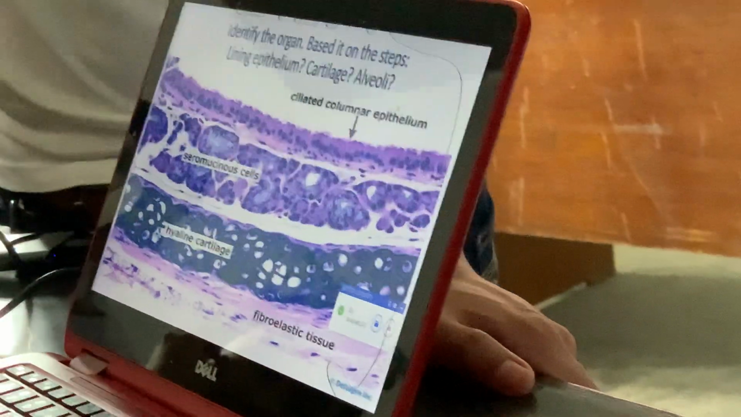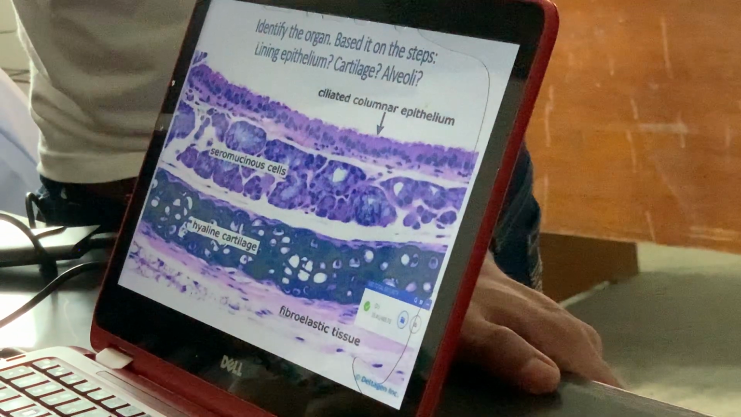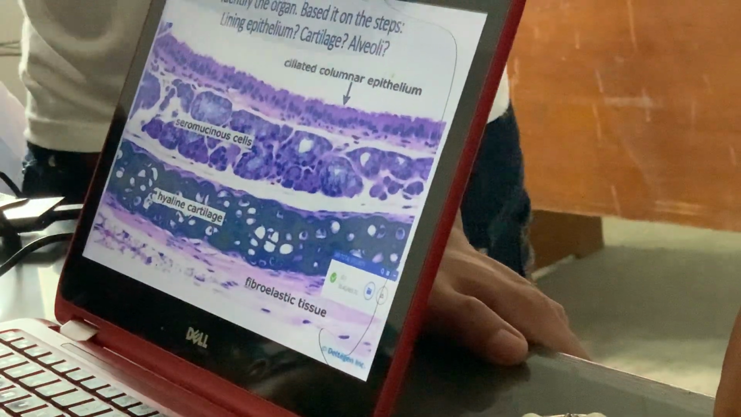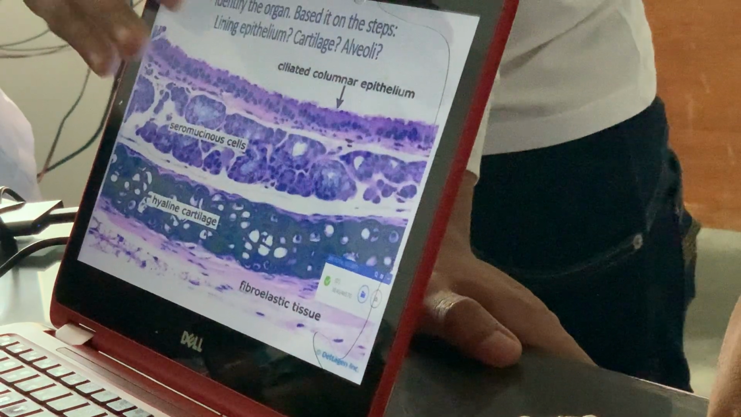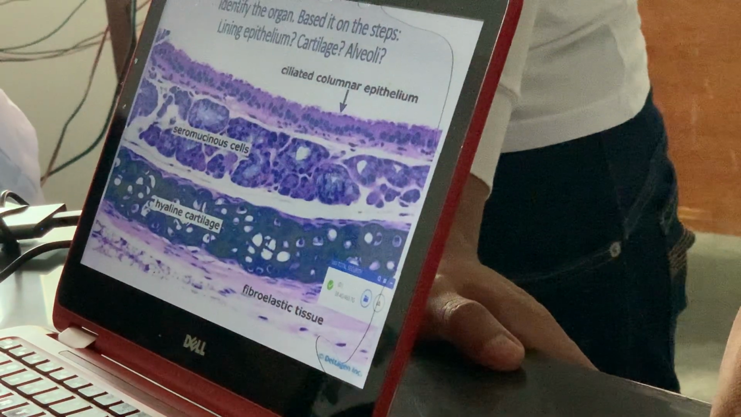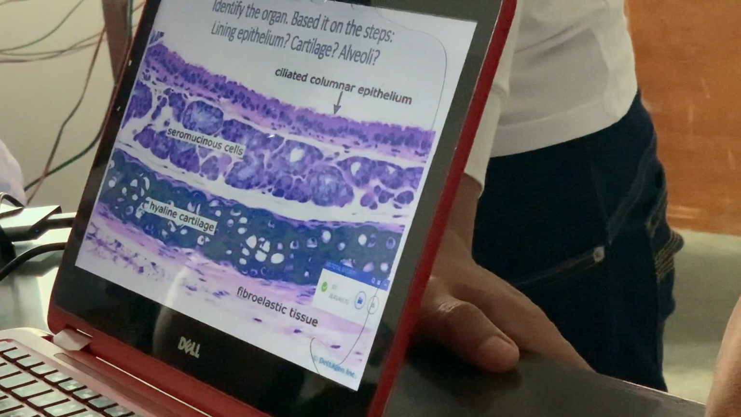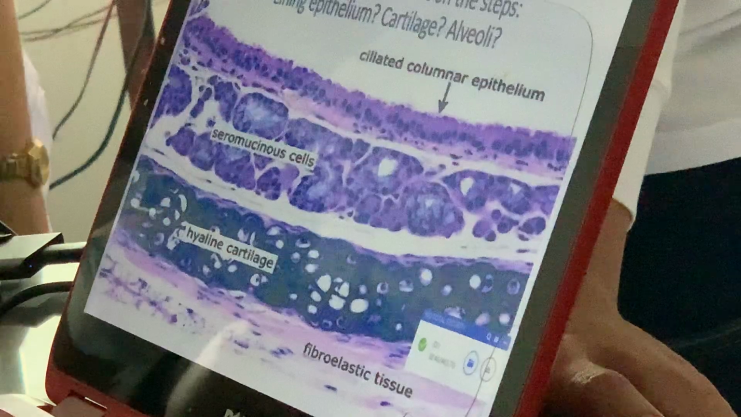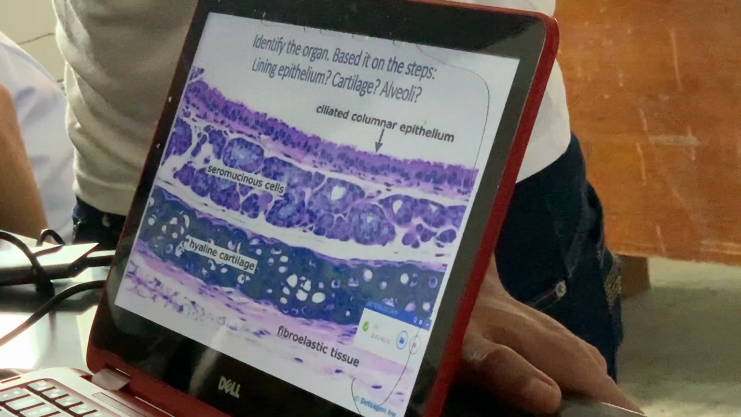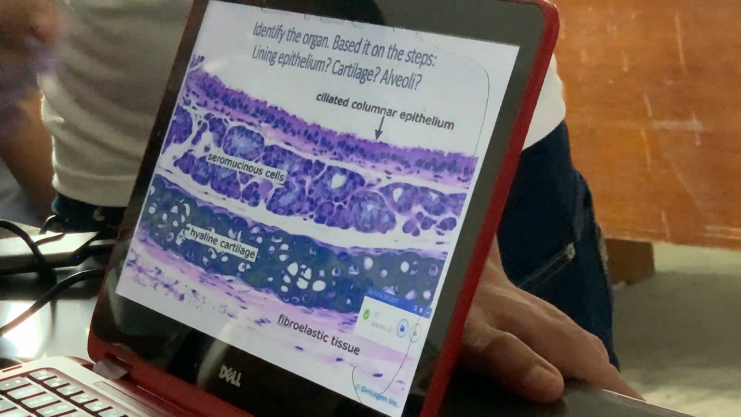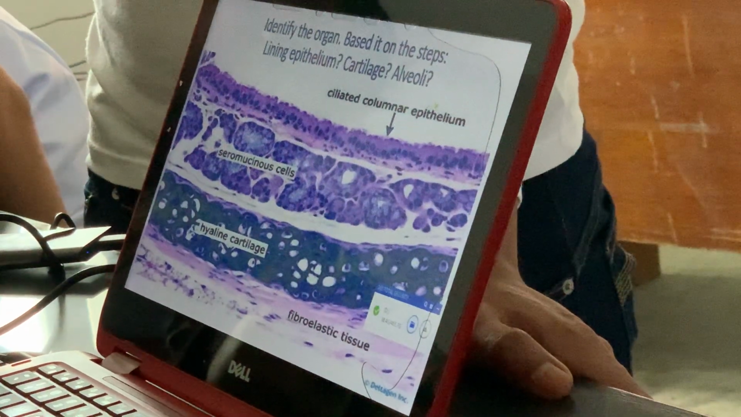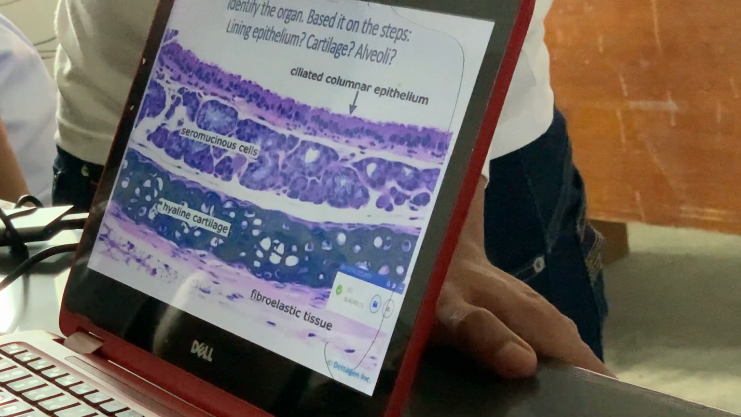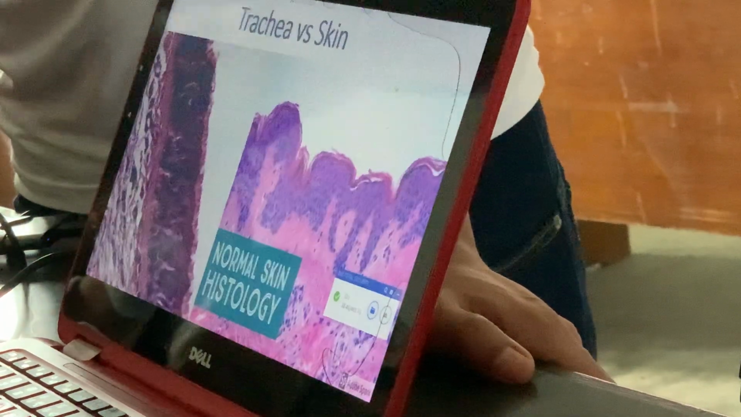Based on the step, first step, look for what's the lining epithelium. Okay. So what are the possible organs based only on the epithelium? Trachea, bronchi, and the larger bronchioles. Next step, cartilage. What's the shape? C shape. So now, what is that? The organ. Very good.